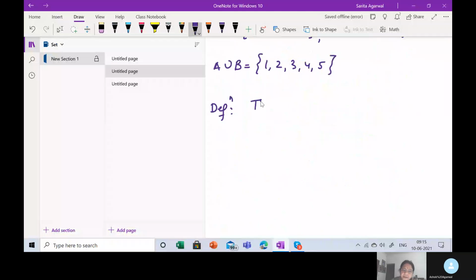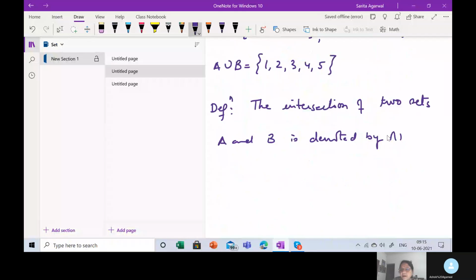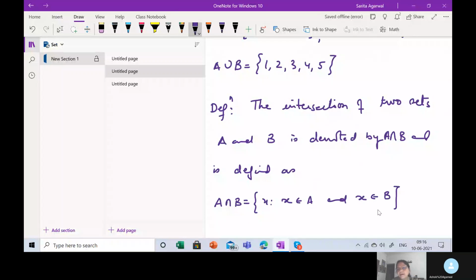Next, the definition of intersection. The intersection of two sets A and B is denoted by A intersection B and is defined as the set of x such that x is in A and x is in B. Right? It is defined in this manner.